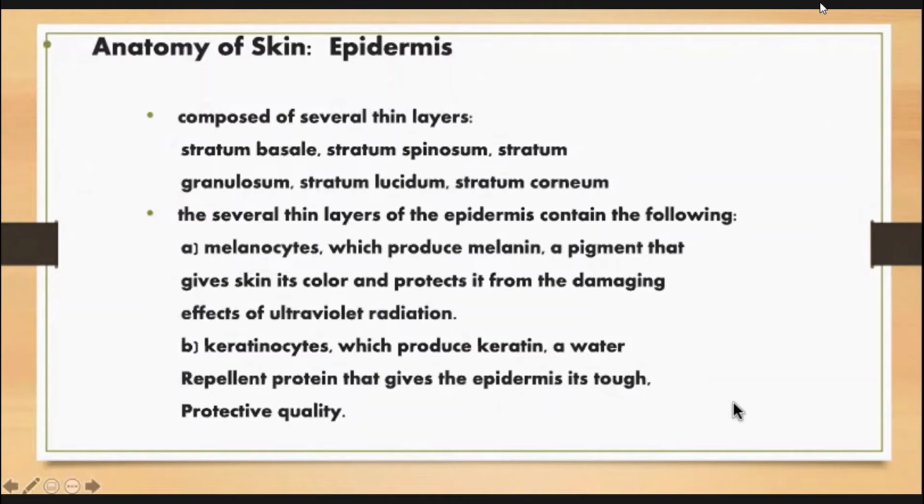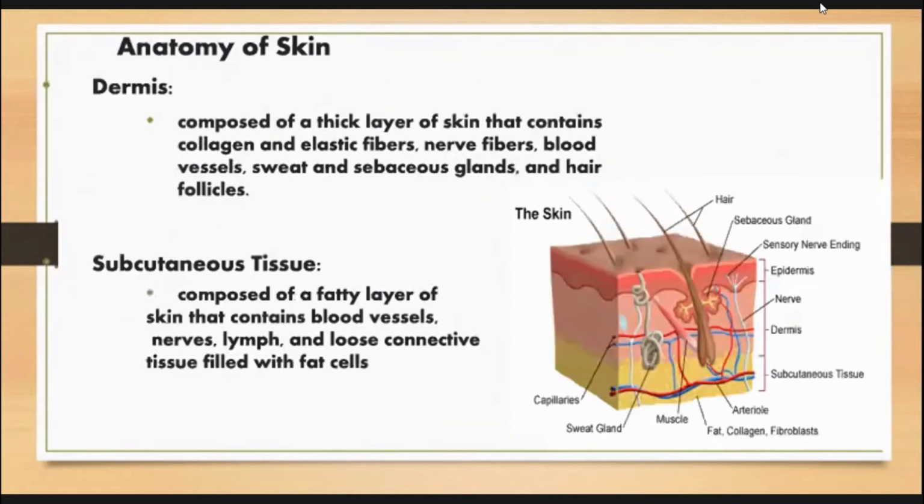So to start our discussion, the main point of our discussion this afternoon, then we touch on the anatomy of the skin, since this is the area that we are concerned about, especially in wound healing. So our epidermis, composed of several thin layers, you have it right there in your slide, the several thin layers of epidermis containing the following, okay? It contains your melanocytes, which produce melanin. We know that that's a pigment that gives color to the skin, and keratinocytes, which produce keratin, of course. And this is a water repellent protein that gives the epidermis its tough and protective quality.